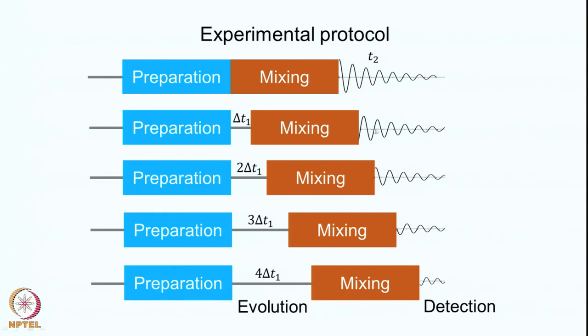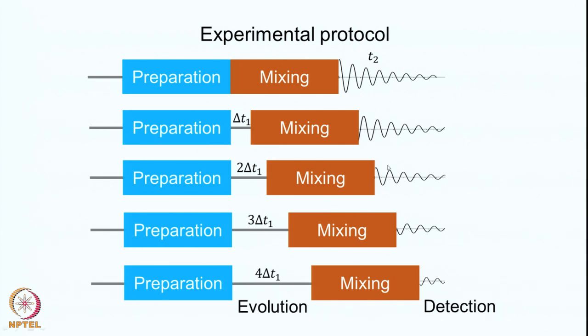And also, although the FIDs look the same here and here, it may not be the case. It may have more complicated FIDs here, here and here, and we will see that as we go along. Now we do the third experiment, 3 times delta T1, do the same, collect the data here as T2, 4 times delta T1, do the same, collect the data as a function of T2. Therefore, you repeat this several times. How many times you do it? This will depend upon the resolution you require in your spectrum.